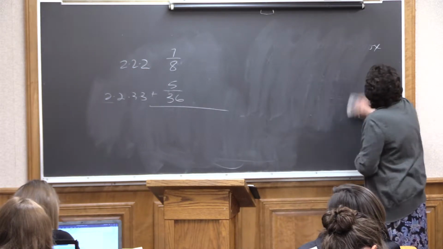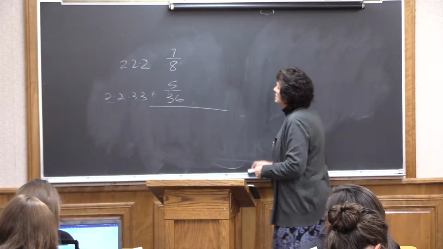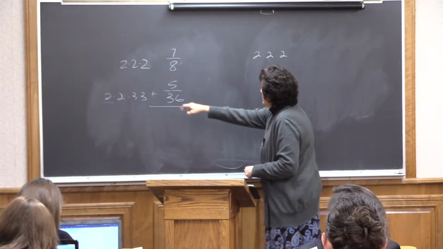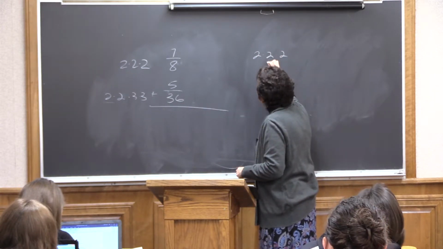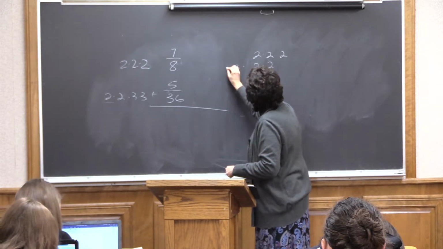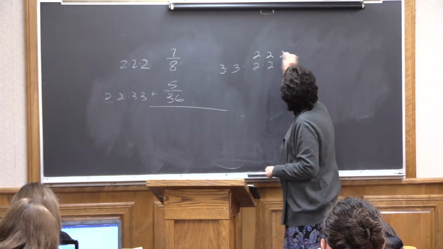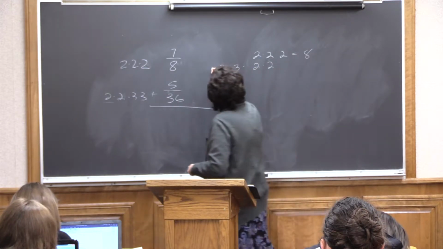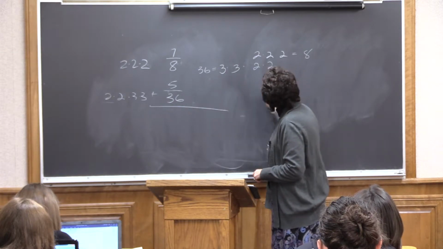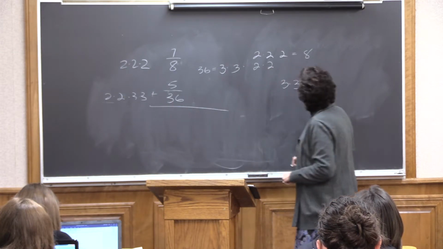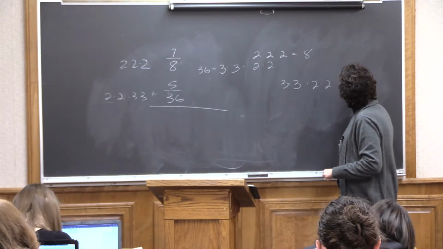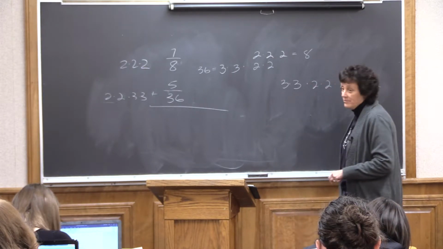I'll get rid of the wheels. Here's 8. There's 36. I see an overlap of... Here's 8. Here's 36. I can easily see my common denominator is going to be 9 times 8. We're back to 72 again.